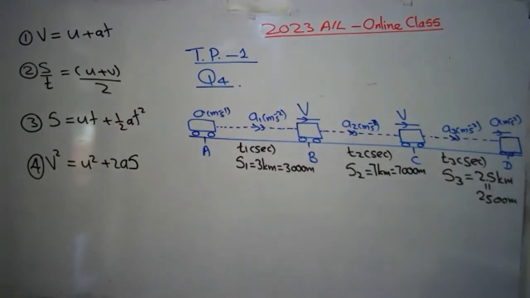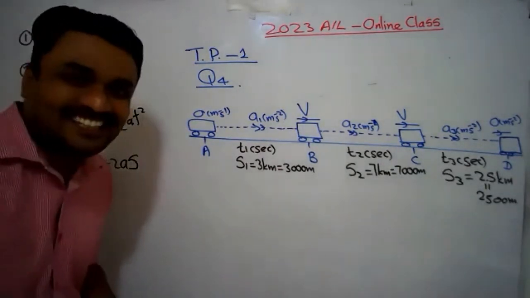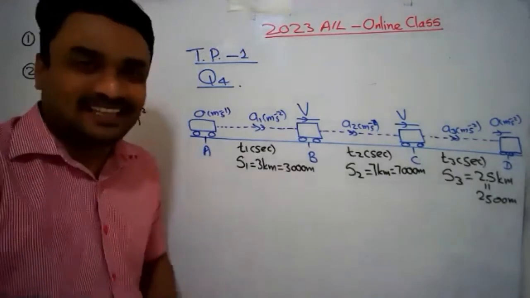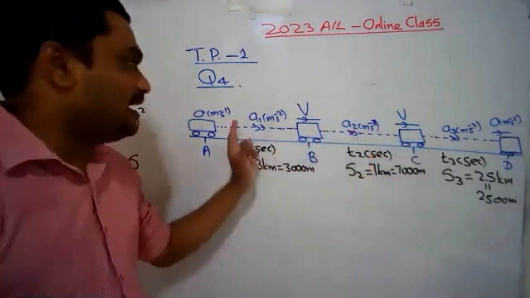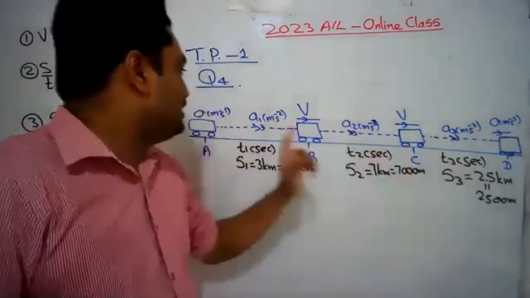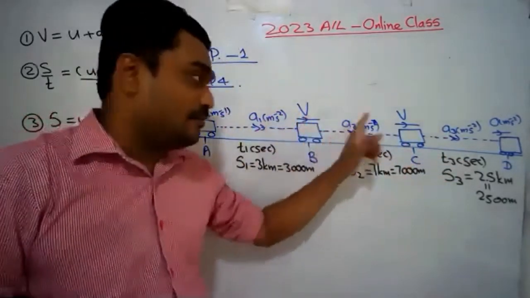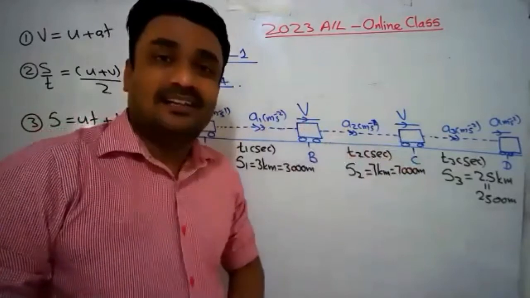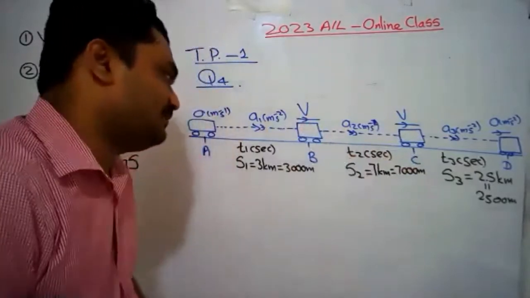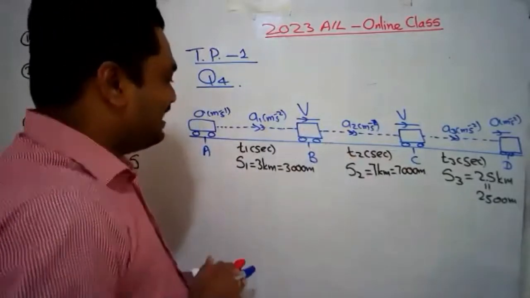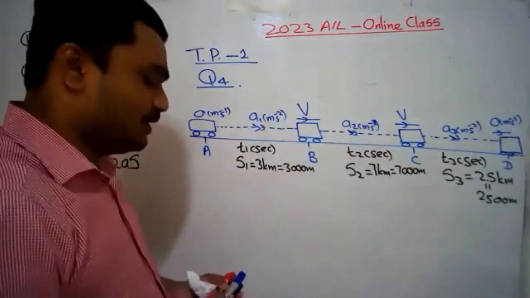The point here is they have given nothing. So t1, t2, t3 not given, a1, a3 not given, velocity at B not given, velocity at C not given. So almost everything is not given in this question, right? Look at the board.